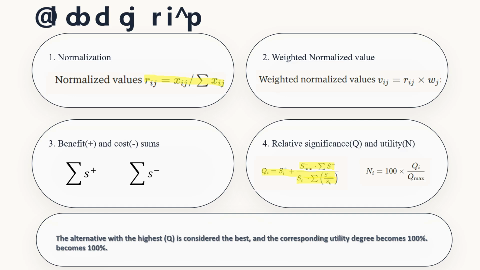Okay, and once you get this Q for each of the alternatives, then comes the utility, that is N. This Ni is nothing but Qi by Qmax. Among the alternatives, one Q will be maximum. Now you divide the Q of each of the alternatives by this maximum Q among all the alternatives used for your decision making problem, and you multiply it by 100. That will give you the utility function, or N.